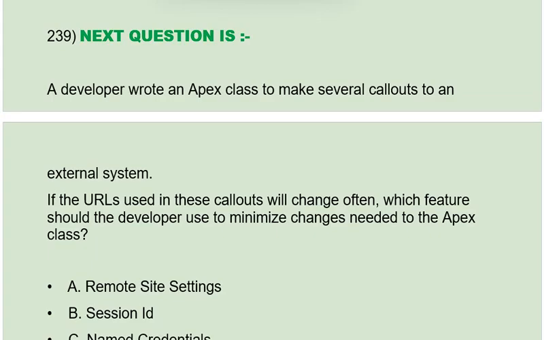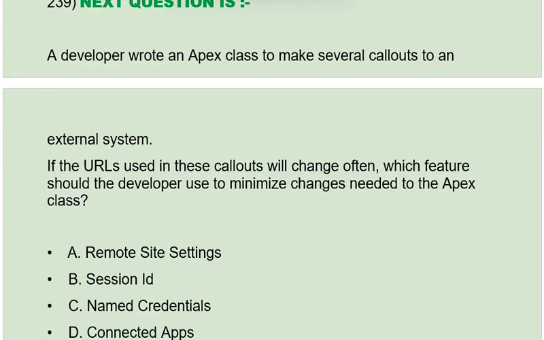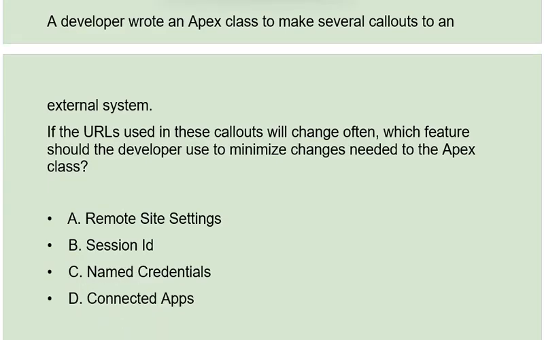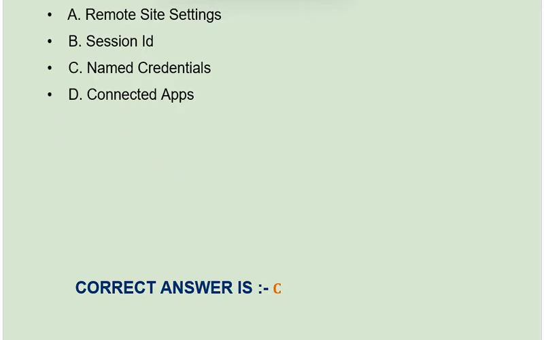Question is a developer wrote an Apex class to make several callouts to an external system. If the URLs used in these callouts will change often, which features should the developer use to minimize changes needed to the Apex class? Option A Remote Site Settings. Option B Session ID. Option C Named Credentials. Option D Connected Apps. Correct answer is option C.